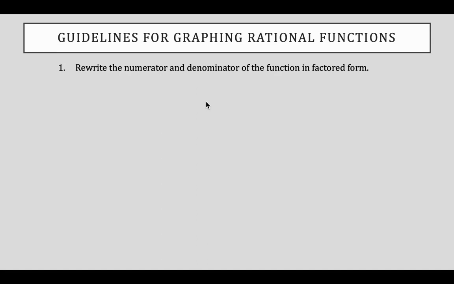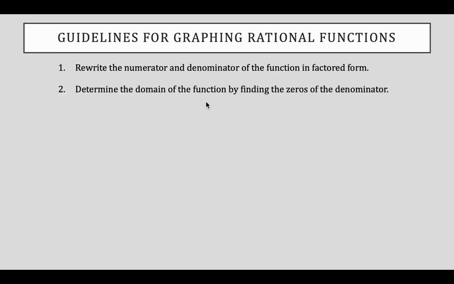Number one, rewrite the numerator and denominator of the function in factored form. All right, we want to factor the numerator and the denominator. Two, determine the domain of the function by finding the zeros of the denominator. Remember, anytime that the denominator of a fraction equals 0, the function is going to be undefined. All right, so finding the zeros of the denominator will tell us our domain.